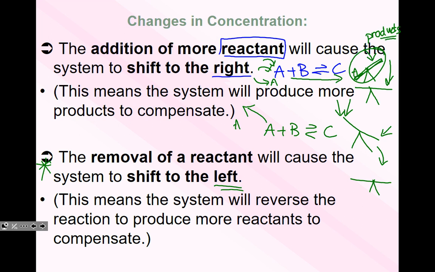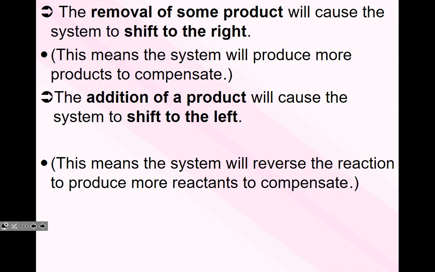Okay. So let's talk a little bit about what's going to happen if we play around with the products. You can sort of see it starts to be quite intuitive. The removal of some product will cause the system to shift to the right.